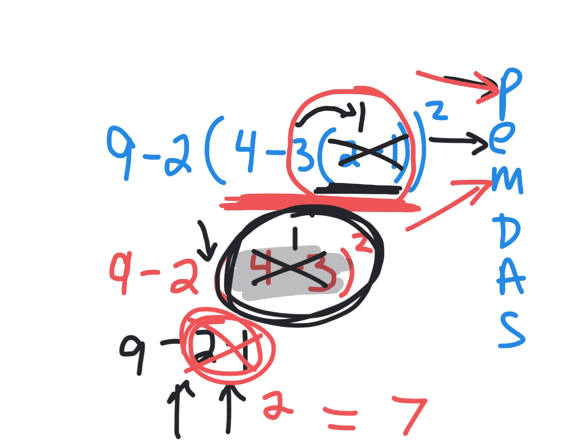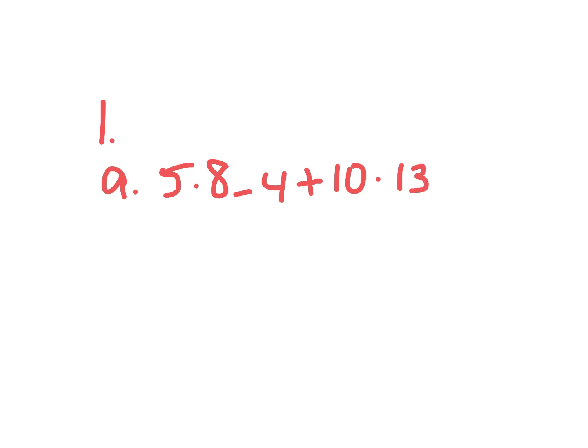And the first problem, just so you can be sure you're on the right page, the first problem, number 1A, starts like this. 5.8, that means 5 times 8, minus 4 plus 10.13. All right, so let's do this one together because we're skipping the B's and the D's. Okay, so let's do A. Is there any parentheses? No. Is there any exponents? No. Is there any multiplies?